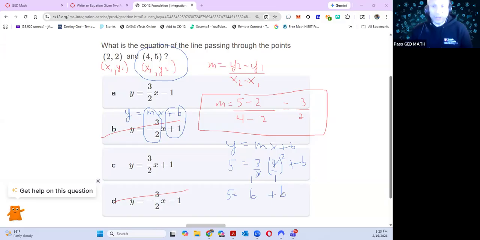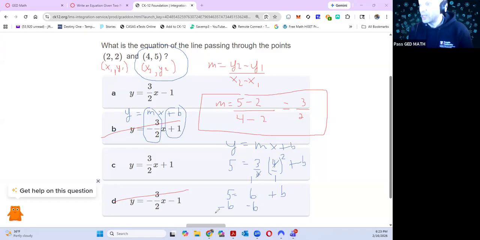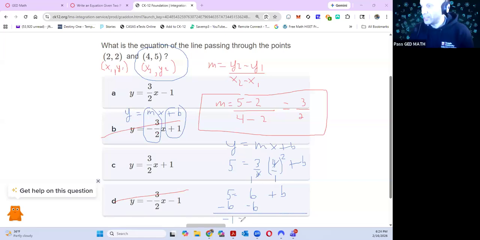Remember, the purpose of algebra is to get the variable by itself. B is not by itself. What do I need to do to get rid of that 6? What's the opposite of plus 6? Minus 6. Whatever I do on one side, do on the other. What is minus 6 plus 5? 1. What kind of 1? -1. Equals. My 6's cancel. I bring down my b.